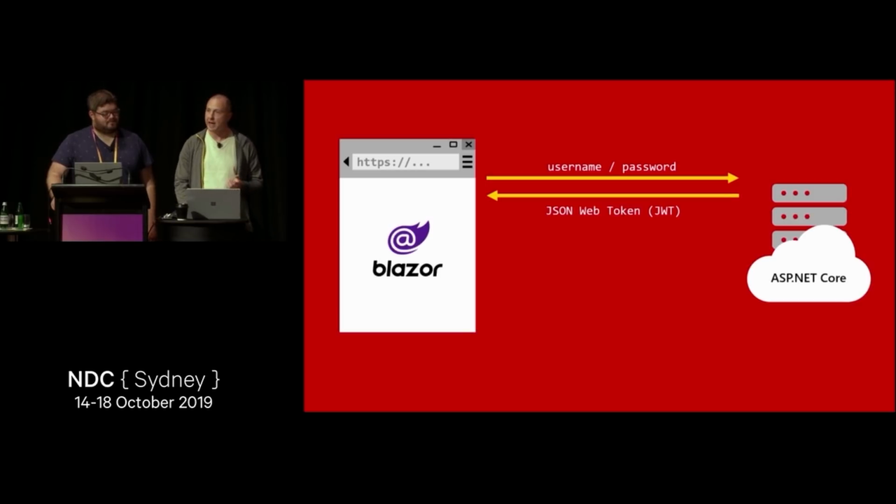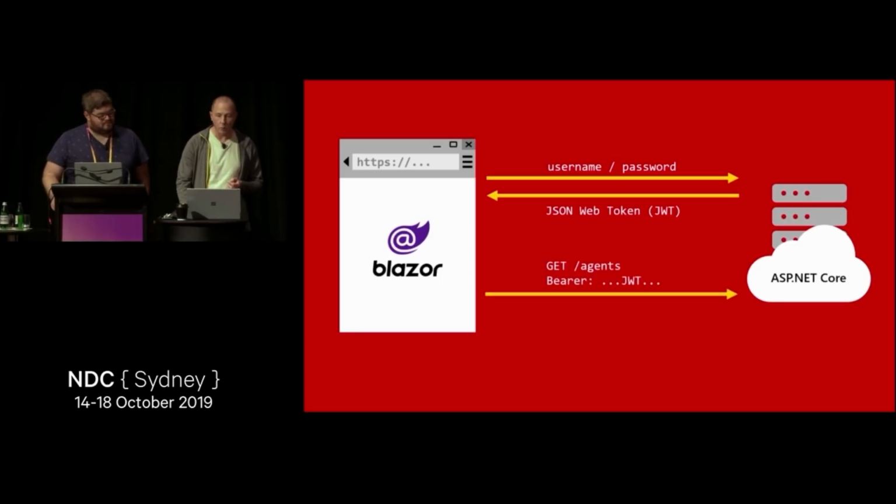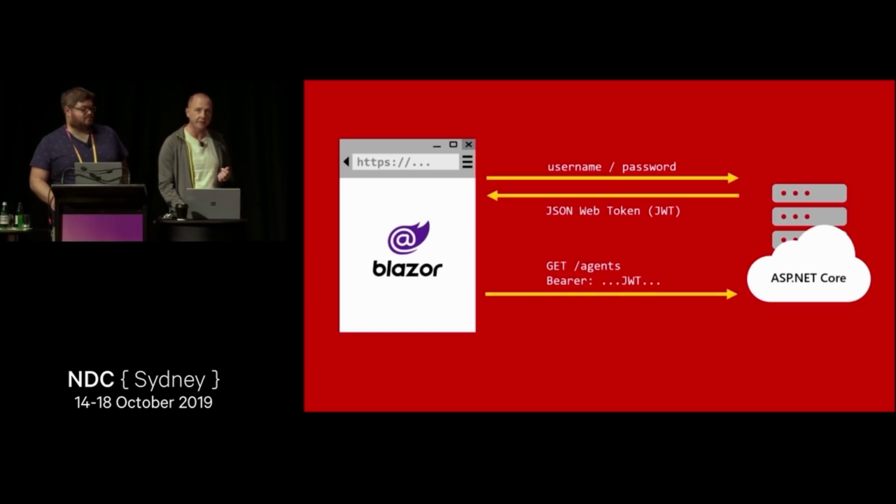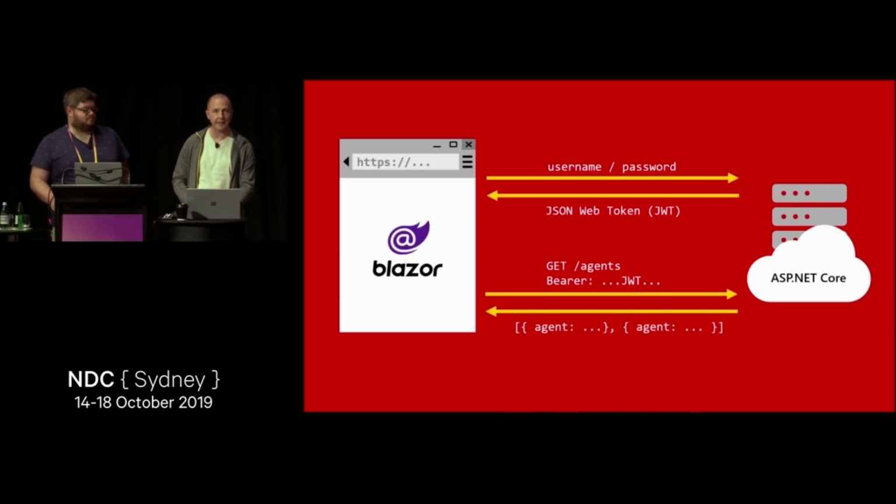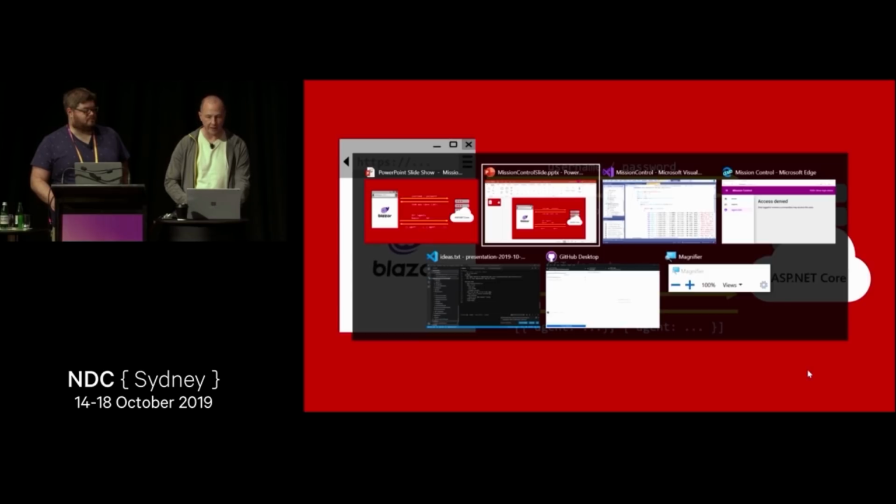And then when we want to access some protected resources, such as our list of agents, we'll send that token inside the request to the server as a bearer header. And if the server likes the token that we've sent, then it's going to be willing to send back this protected data to us. Okay, so how can we get into a situation where we've got the token? Well, we need to make the user log in.